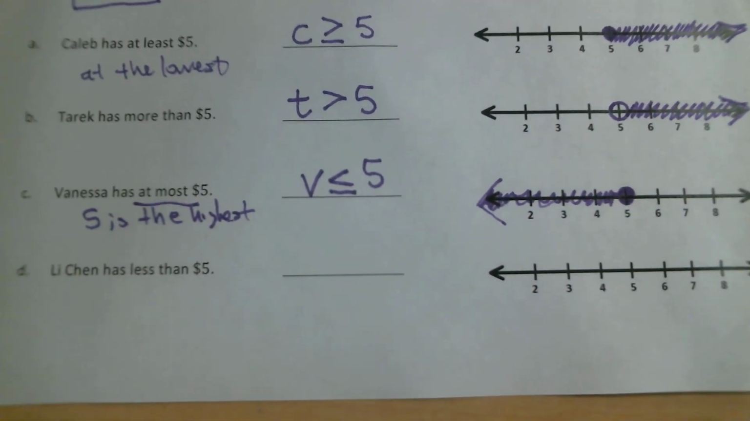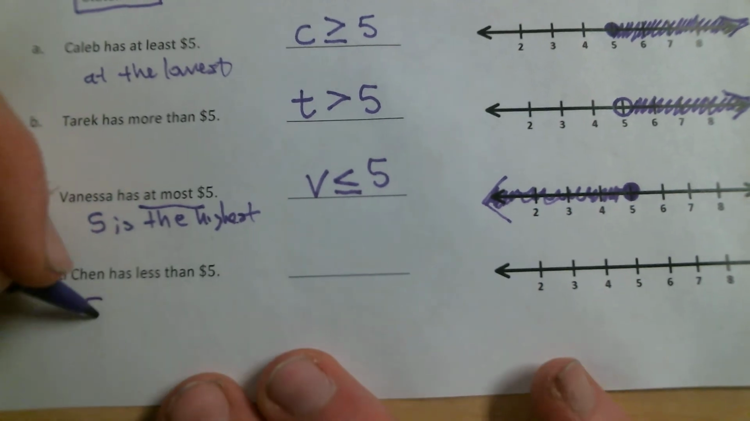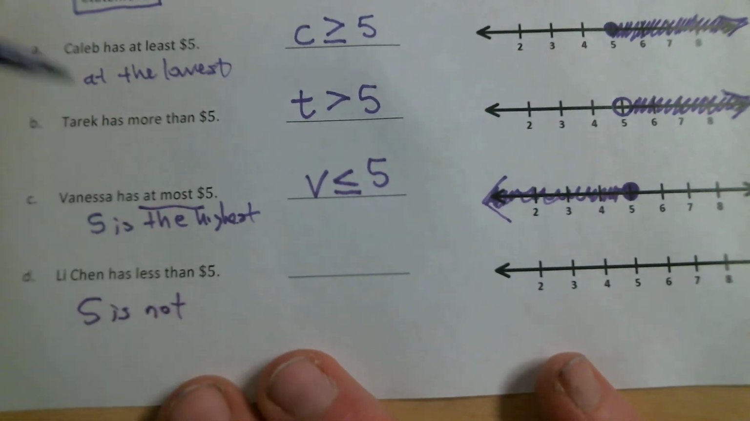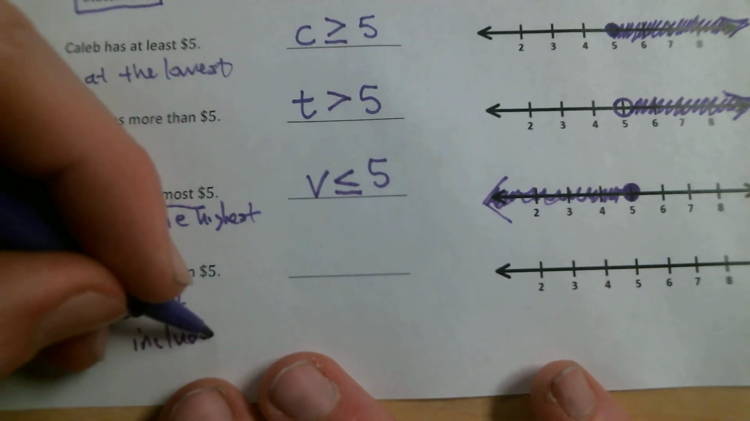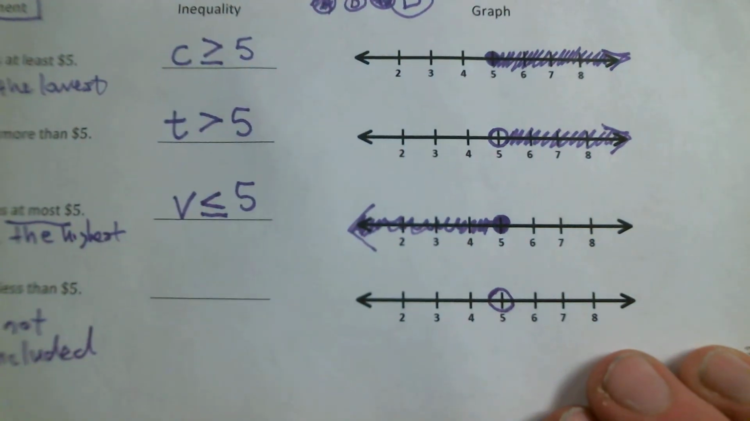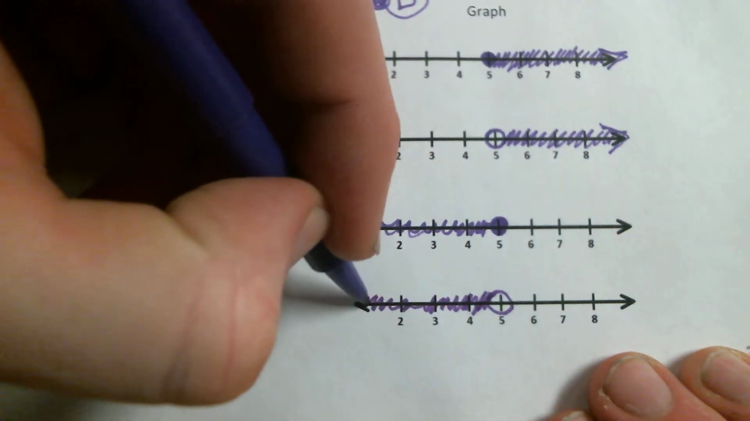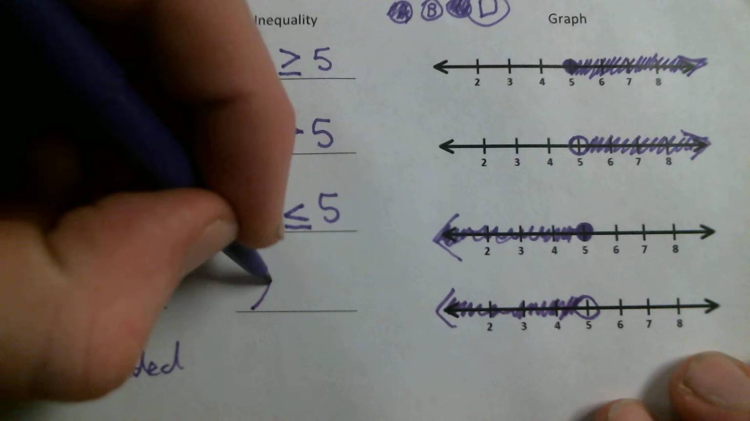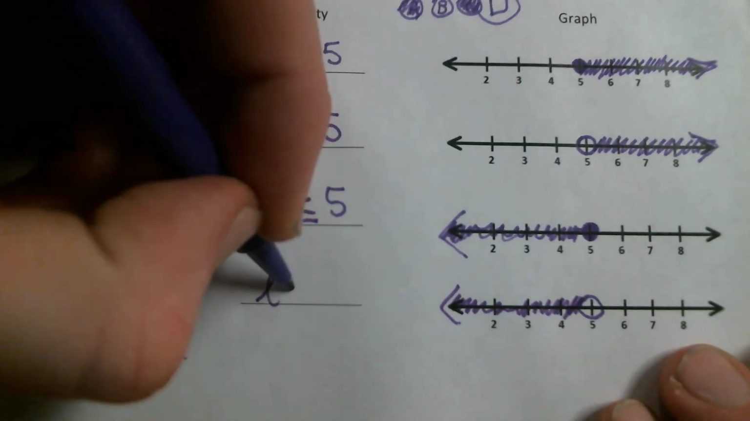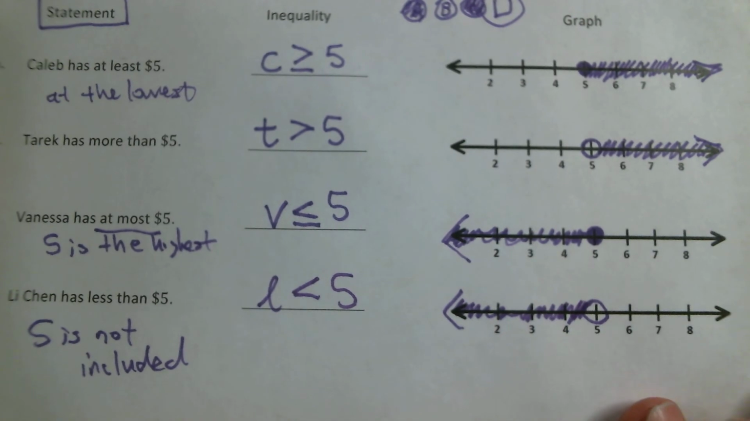All right, let's keep going here. It says Li Chen has less than $5. So that means 5 is not included, because that wouldn't be less than 5, right? 5 is not included. Now, if that's the case, I shouldn't fill this in. I'm going to leave it open, and I'm going to say it's anything less than 5, which is always on the left is what less means. So this means L for Li Chen should be less than 5. Doesn't include anything else. It's just less than 5.